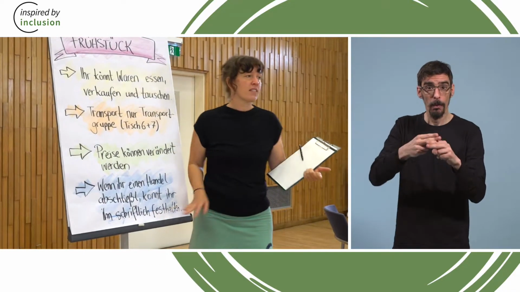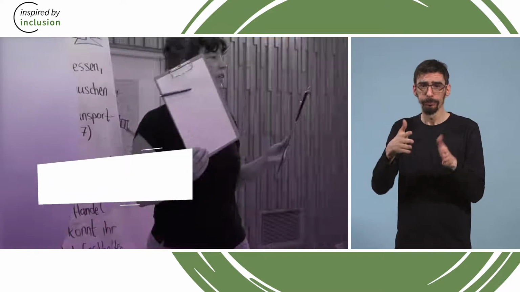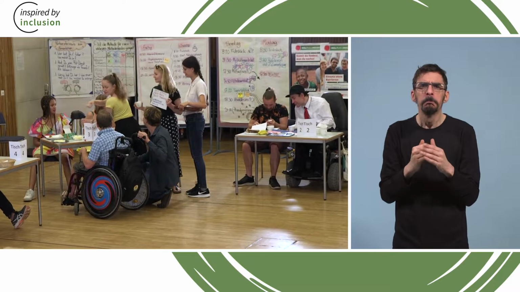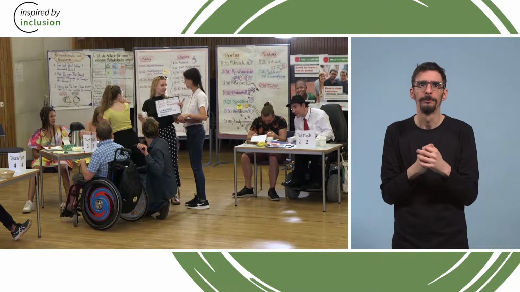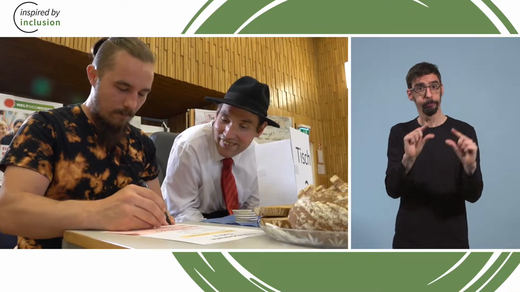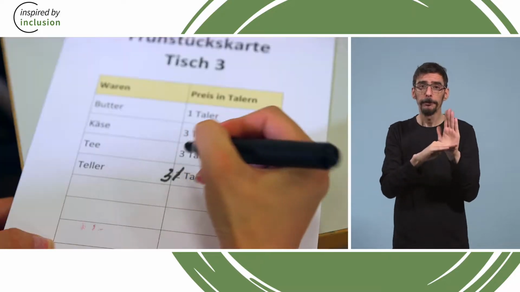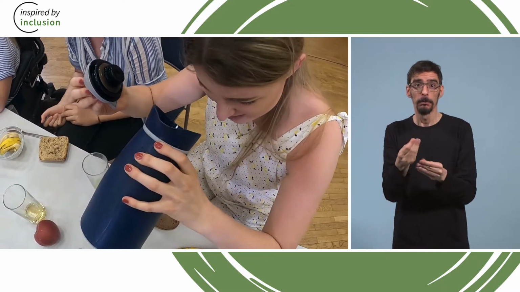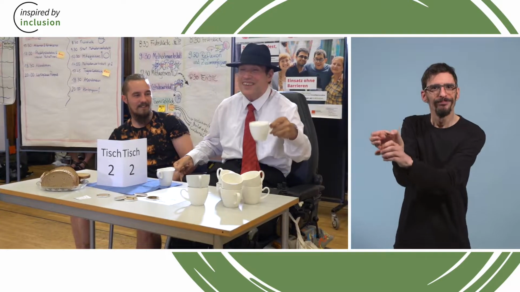More about this method by our trainer Melanie. Preparation. For preparing the room, place enough tables and chairs. A maximum of 2 to 3 participants should sit at one table. Make sure that from each table participants have a good overview. Each table gets a number and a menu card for breakfast. List the ingredients with the price in the menu card. Put the coffee on one table and the cups on another one.